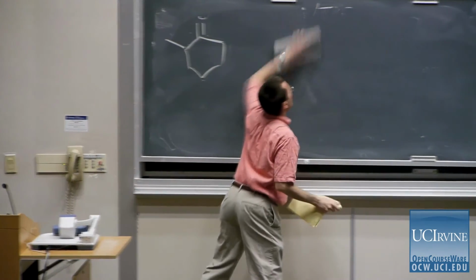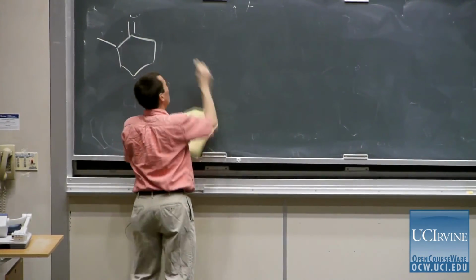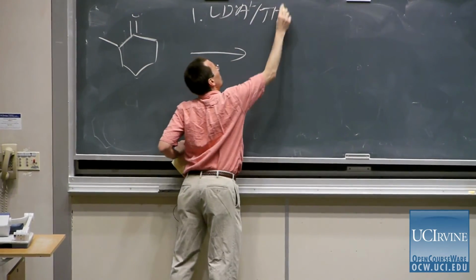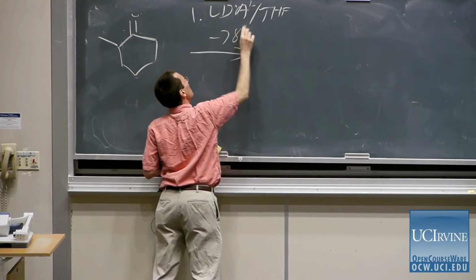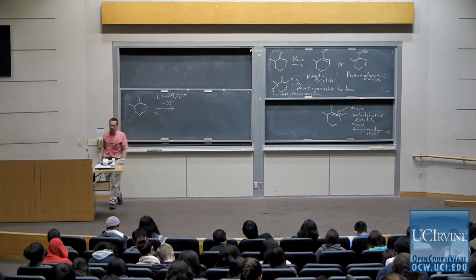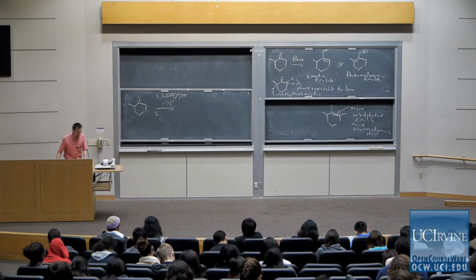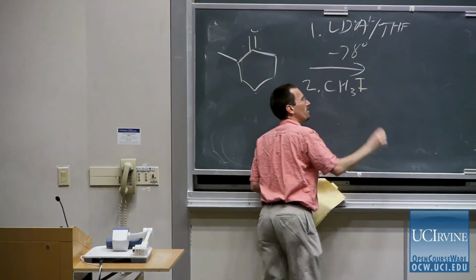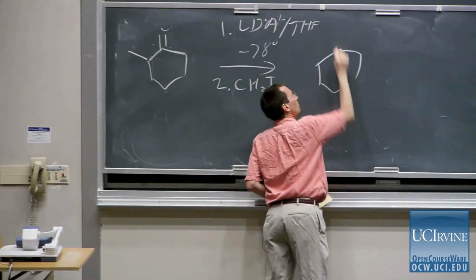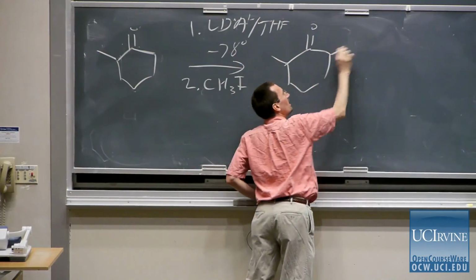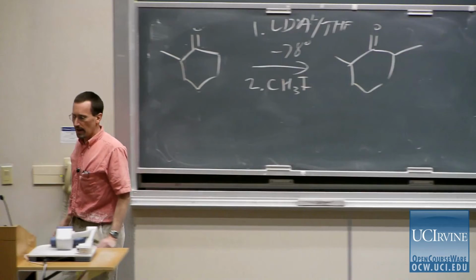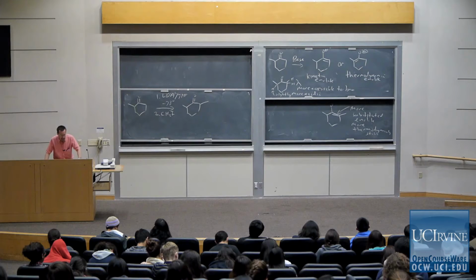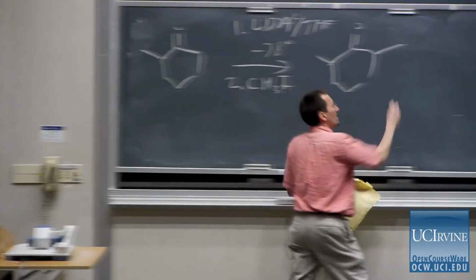If we take our methyl cyclohexanone and we treat it with LDA and THF at -78, you may see it written just as LDA, you may see it written as LDA THF, you may see it written as LDA THF -78, and we treat it with methyl iodide, we deprotonate to form the kinetic enolate, and we end up with the 2,6 dimethyl cyclohexanone. So I'll write via the kinetic enolate.